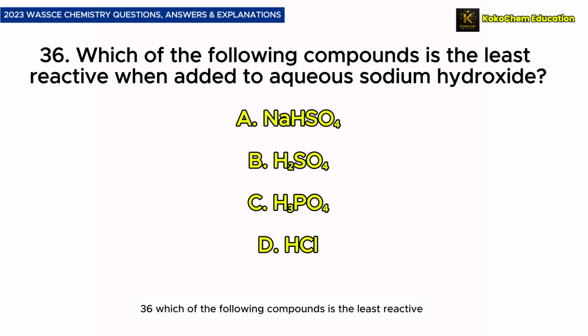36. Which of the following compounds is the least reactive when added to aqueous sodium hydroxide? A. NaHSO4. B. H2SO4. C. H3PO4. D. HCl.